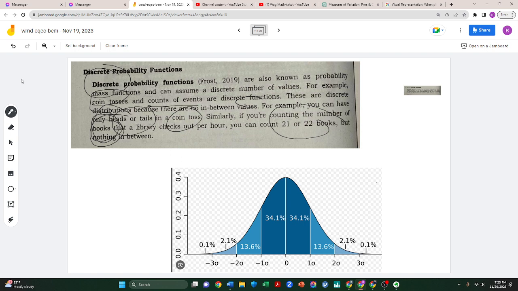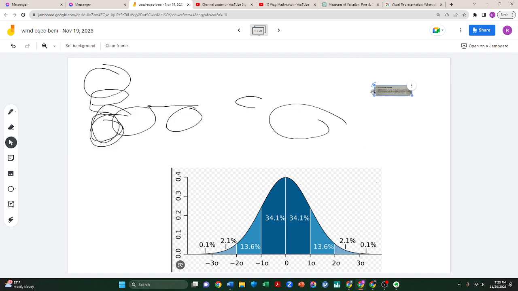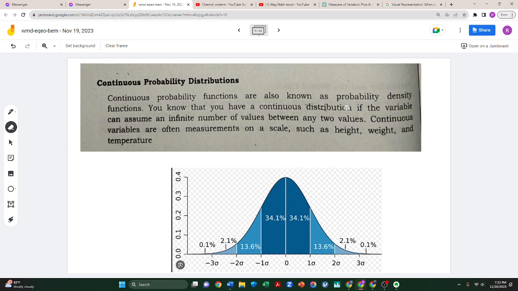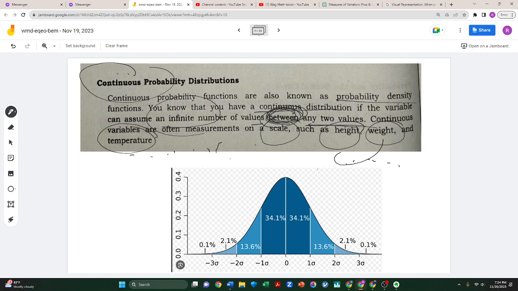Okay guys, that is the explanation of the discrete probability function. Now, let's go to the continuous probability distribution. From the word continuous, the probability function is also known as the probability density function. A continuous distribution of the variable can assume infinite numbers of values between any two values. Continuous variables are often measured on a scale such as height, weight. If you weigh yourself, it doesn't mean you are exactly 80 kilos, there are decimal points. That's why it is called a continuous variable. Example is temperature, with decimal points. So again, between any two values. That is the definition of a continuous variable.